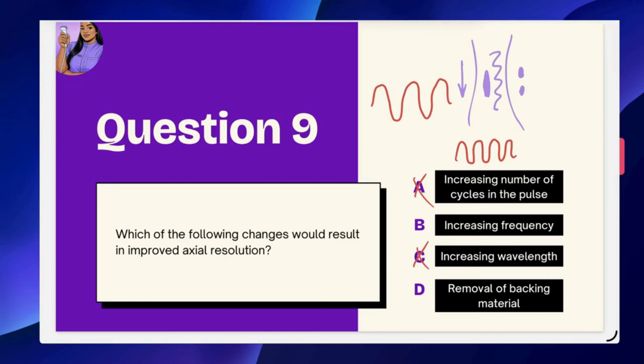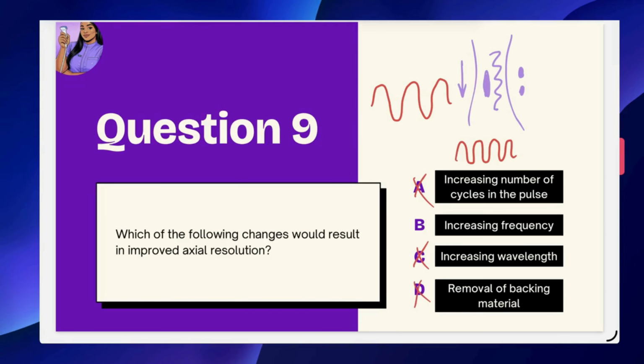All right, remember the backing material sits behind those PZT crystals. As those PZT crystals vibrate and send out sound, something needs to stop it from ringing too long. If it is ringing or vibrating for a long time, that's going to increase the pulse duration. It's going to make that pulse too long. And remember, we don't want long pulses. We want nice, crisp, and short pulses, especially for axial resolution. So backing material is very important in this case. D definitely does not apply here, okay?